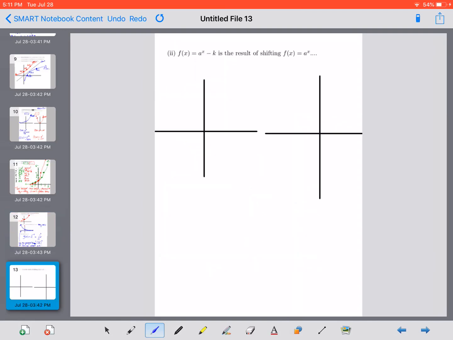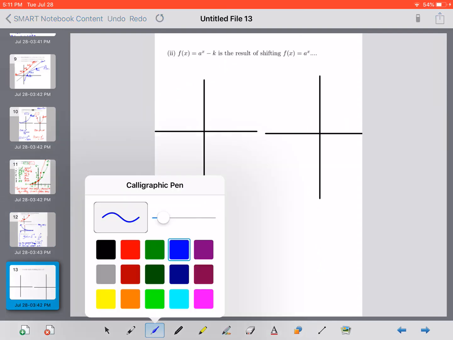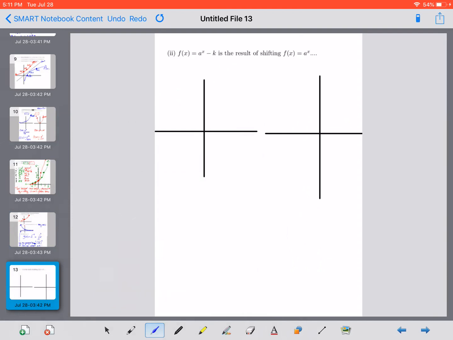Alright, so another transformation would be a shift. So if we were to just add or subtract some particular real number, let's say k, to the a to the x function, well, this is going to be the result of shifting a to the x. Because it's just a constant added or subtracted at the end, this is going to be a vertical shift. And because it's minus k, it's going to be down k units.